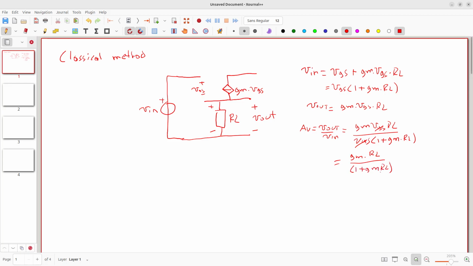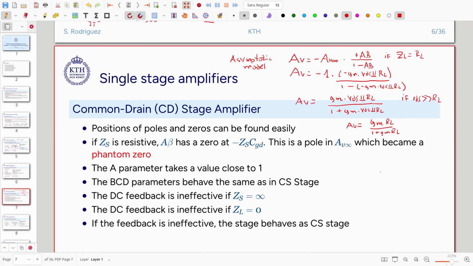GM times RL over (1 plus GM times RL). This is exactly the same that we found by using the asymptotic method, but the asymptotic method has many advantages. For one thing, it gives us information about the loop gain that we have. It gives us information about the asymptotic gain, and it gives us information about the zero that exists in the loop gain. And when the circuit becomes more complicated, this is going to be much easier to calculate than doing classical circuit analysis. So we will have some examples on that.